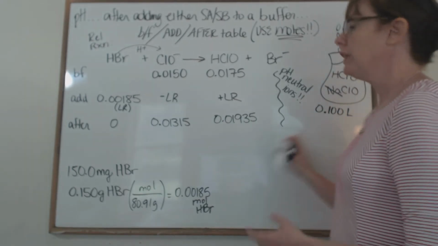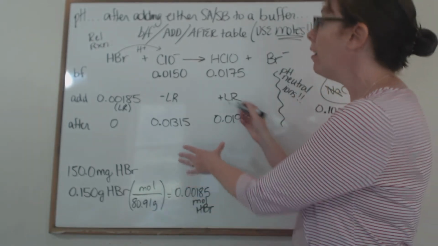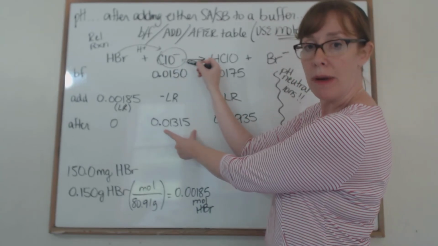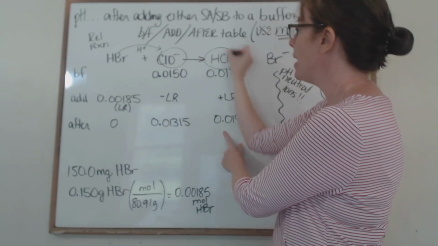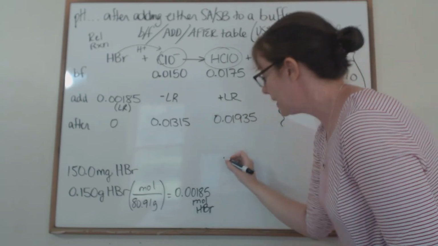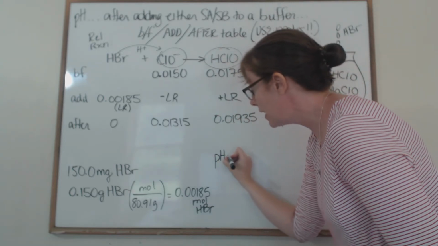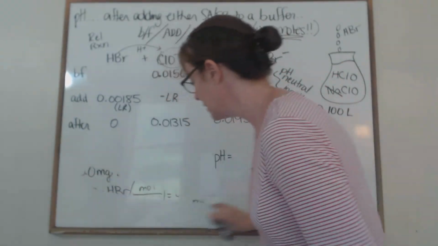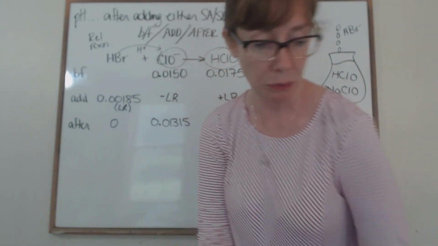Okay, so now the whole point was to calculate the pH. When you look at it, what do we have? Well, we still have a buffer. We still have ClO minus and HClO. And that's really good because that means we can come right back to the Henderson-Hasselbalch equation: pH equals pKa plus the log of the base over the acid.